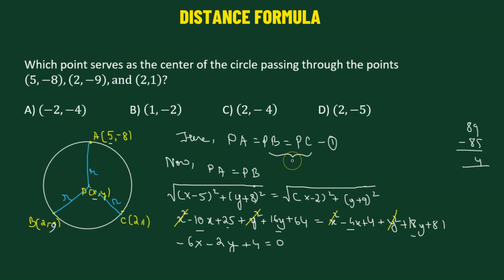Let's go to our options. So we have option number C, 2, negative 4. This is going to be the center of the circle.